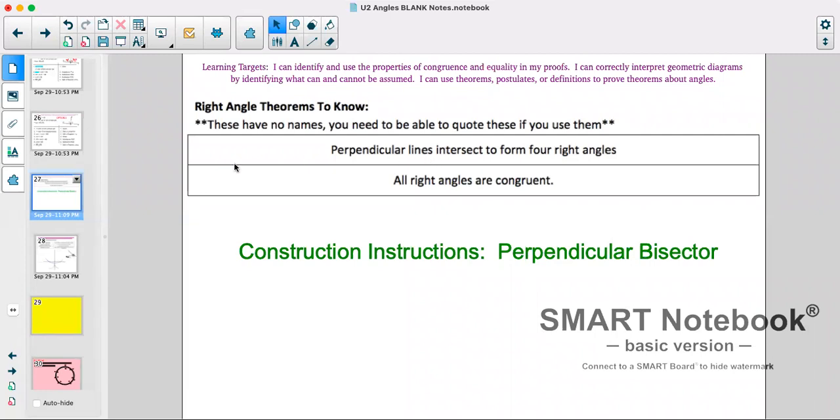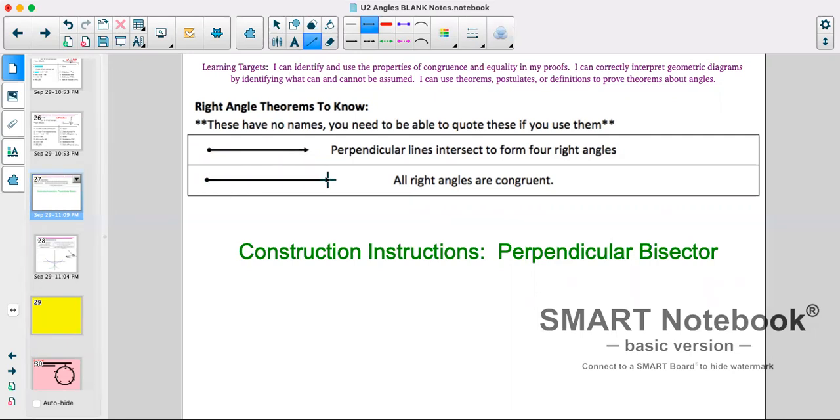So that proof that we just completed, that you just attempted on your own, that I showed you a couple options for, that is playing on this idea of this theorem. And it doesn't really have a specific name necessarily. It's just a statement. Perpendicular lines intersect to form 4 right angles. So you'll need to remember that. You also need to remember that all right angles are congruent.